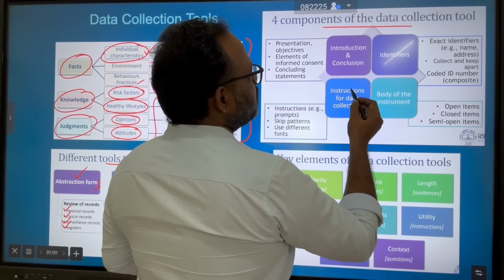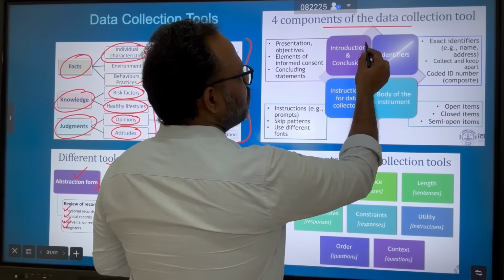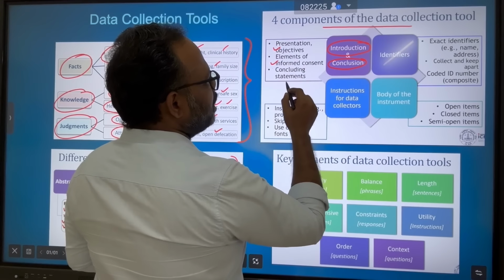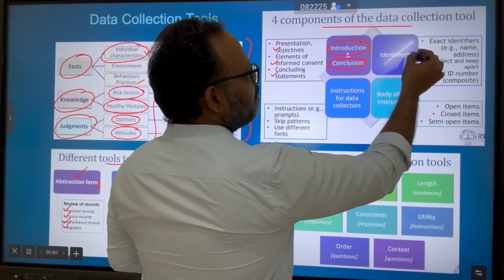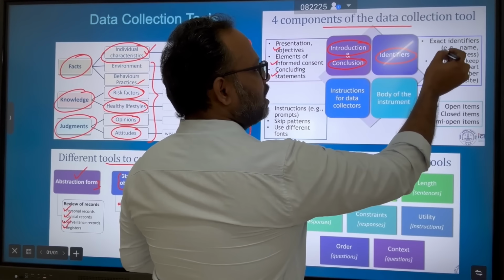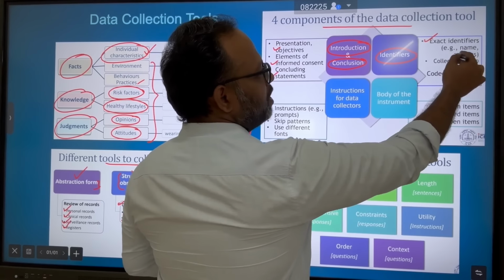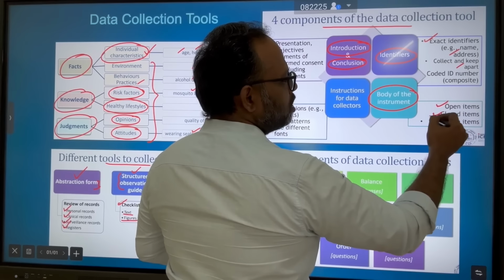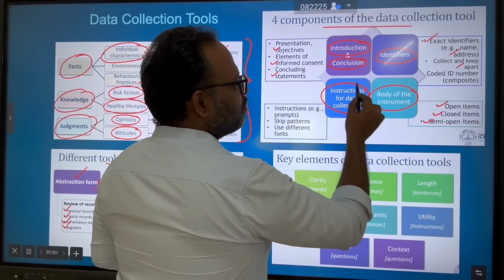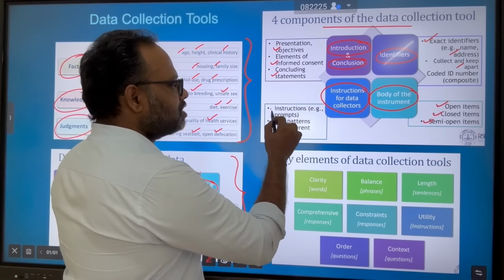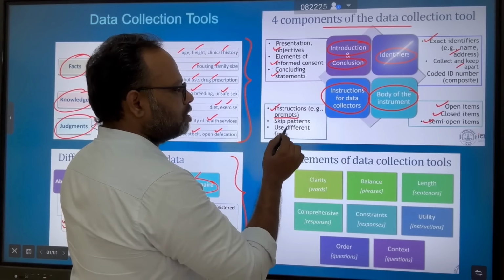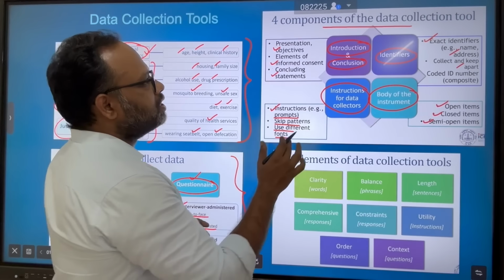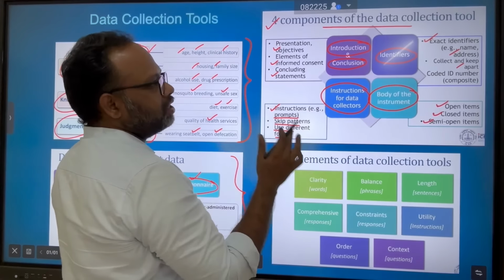Components of the data collection tool. First, we always have the introduction and conclusion section. We will present our objectives and provide the information related to the informed consent. Then we have the identifiers, such as name and address, and the body of the instrument, which can be either open, closed or semi-open. Finally, the instructions for the data collectors will also be there: instructions on where to use prompts and where to use the skip patterns, and we should use different fonts also. So all these are the four components of the data collection tool.